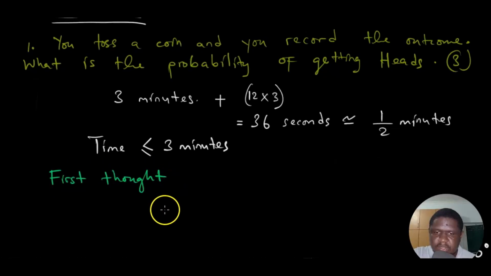So there is what is called the first thought, according to me. A first thought, when you look at a question, you should be able to deduce, like something in you should tell you that you are able to work through that question. So, reading this question: you toss a coin and you record the outcome. What is the probability of getting heads? If you do not feel within you that you are able to answer this question, you have to pause, and when you pause, you apply what I call the second thought.